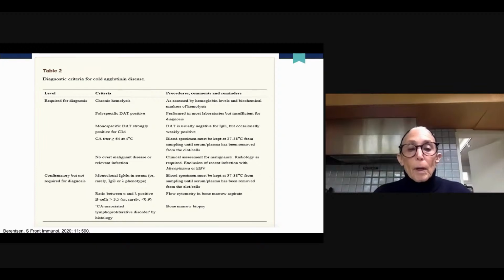diagnosis. And then you might want to do flow cytometry on peripheral blood, which is less likely to be positive in cold agglutinin disease as opposed to cold agglutinin syndrome. So you may want to do the flow on the marrow in order to identify this low-level lymphoproliferation.